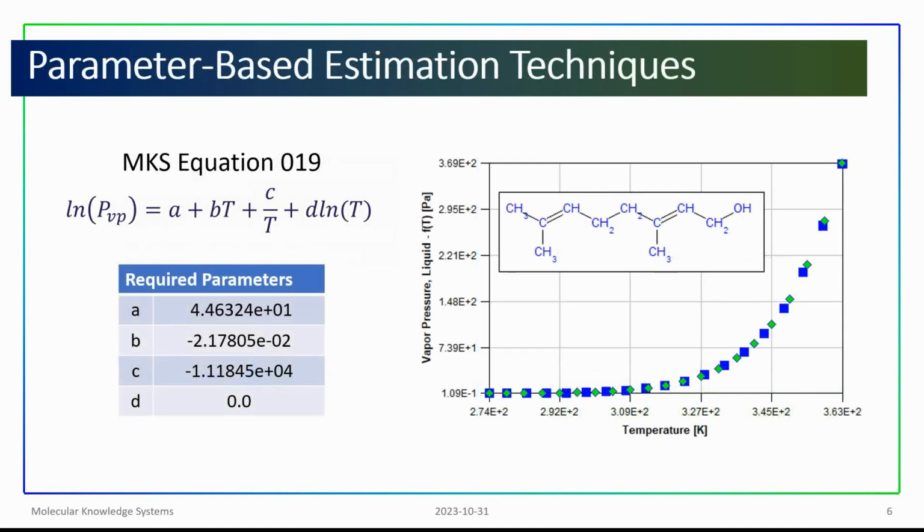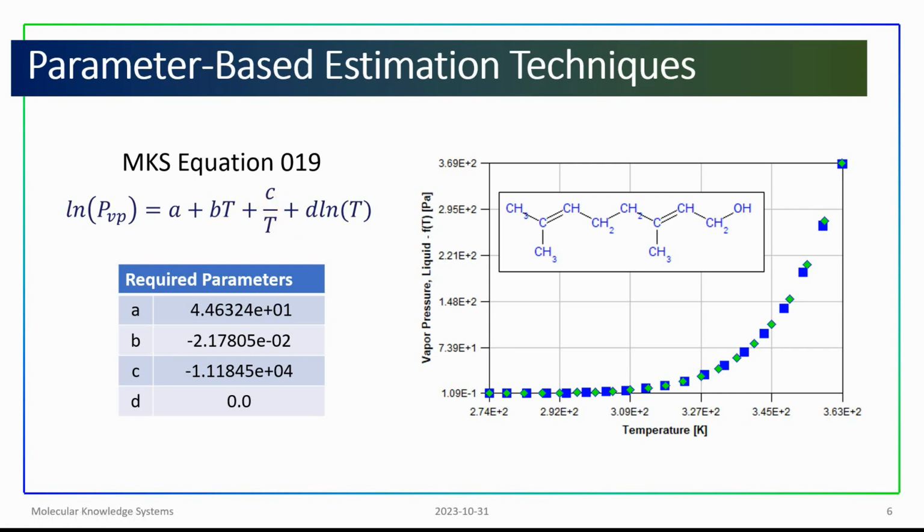We will begin our demonstration by obtaining new coefficients for a parameter-based estimation technique. A parameter-based estimation technique typically uses a model that depends upon one or more parameters that have been regressed from data. For example, the technique MKS equation 19, shown here, estimates the liquid vapor pressure as a function of temperature. The equation requires 4 parameters: A, B, C, and D.